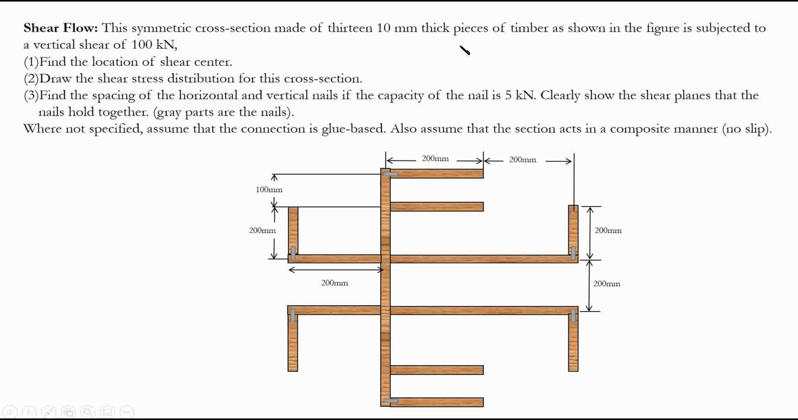And of course, we have to know that all of these pieces are 10 millimeters thick. We have 13 of these pieces glued or nailed together. And the force of 100 kilonewton is applied either at the left side or the right side to avoid twisting of the member. That's why we're finding the shear center, which we're going to talk about later.